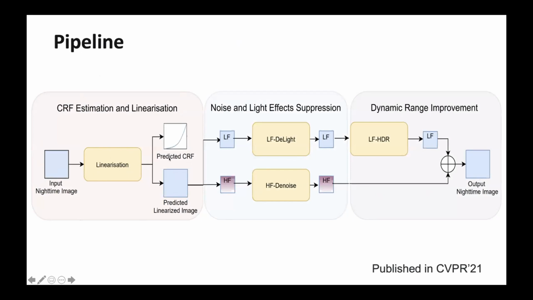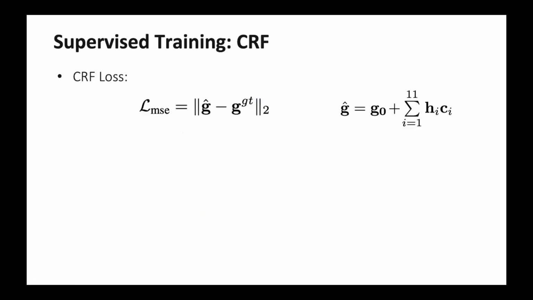That means that we have the ground truth of the gamma function. For that, we model the gamma function with this parameterized model. This is like a PCA kind of basis function model. We have 11 bases for this one, and G0 is the mean of the gamma function. Basically this is just a normal supervised method. We have the ground truth of the gamma function, and this is our estimation, and this is the error that we propagate to the network.